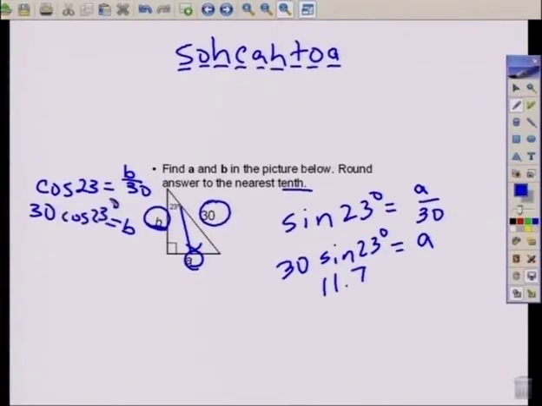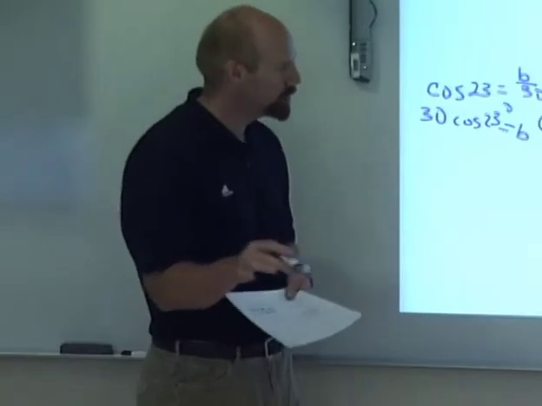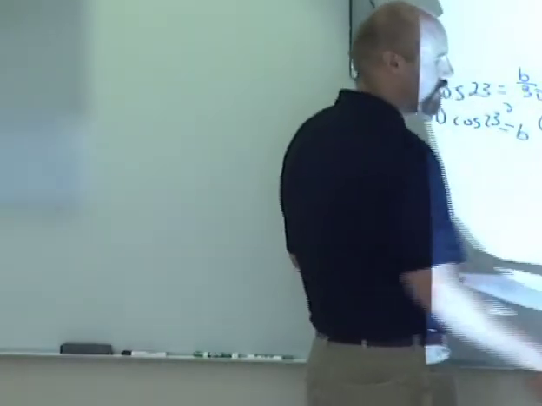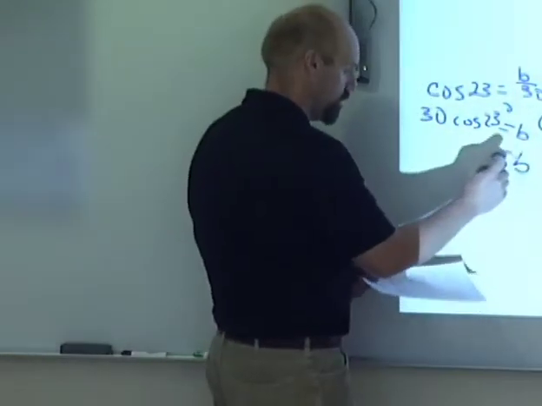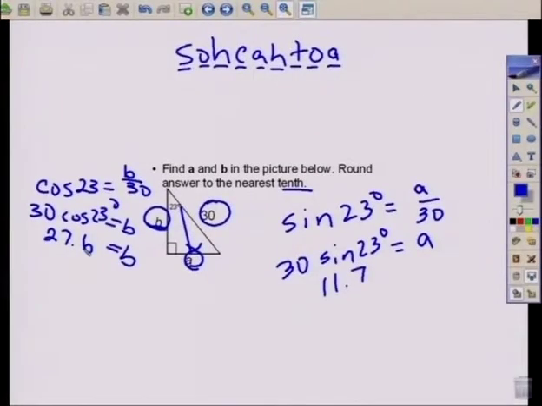Let me remind you once again that one of the most common mistakes my students make is they'll have their calculator in radian mode instead of degree mode. So if you didn't get an answer like 11.7 on this first one, or on the second one for B, if you didn't get 27.6, then you should check to see that you're in degree mode. That'd be the first place that I would look.